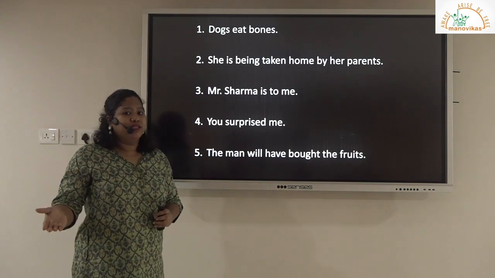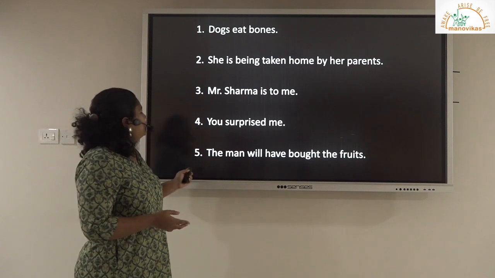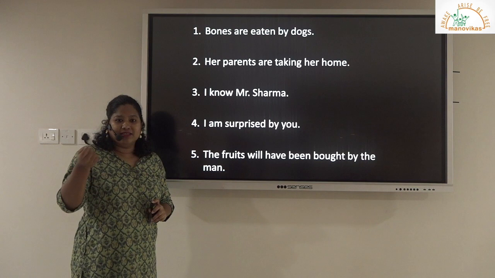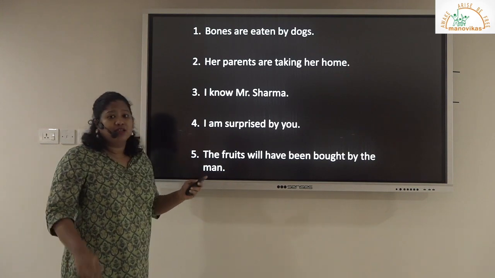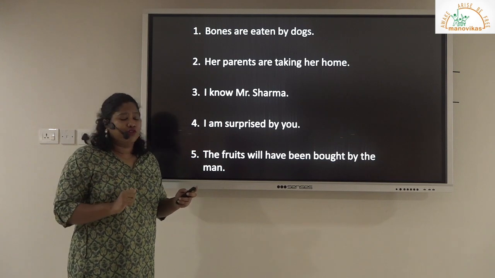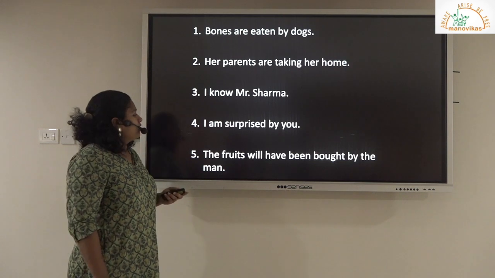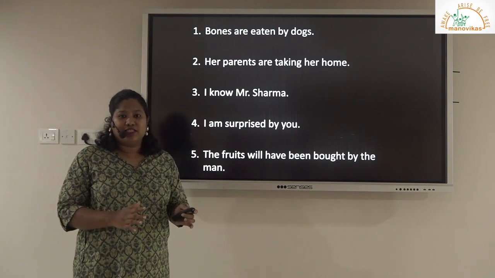Assuming that you've already solved the sentences, let's see if you have gotten these answers. So take a pencil or a pen and just tick mark if you've gotten the right answer, put a cross if you've gotten the wrong answer, and write the correct answer next to it. It's fantastic, you did the first part.